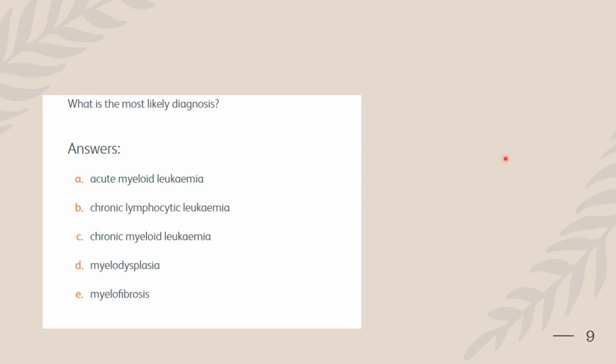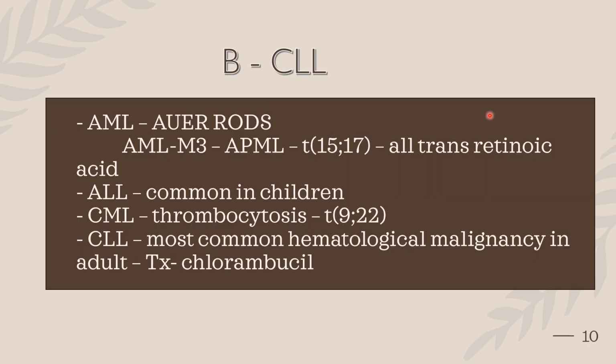So it is CLL because this is the commonest hematological malignancy in adults. Also in CML, you also get thrombocytosis, which is not the case here. Here platelets were normal. So CLL is the commonest malignancy. Now I'll give the keywords in the other hematological malignancy.